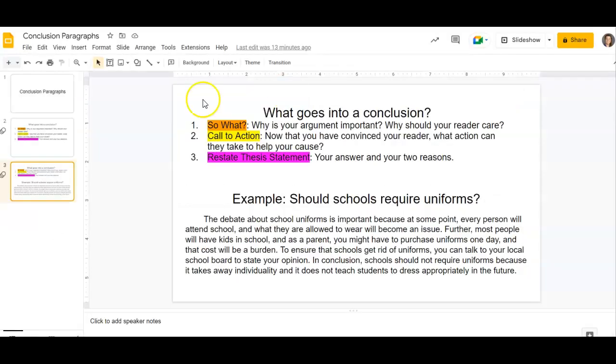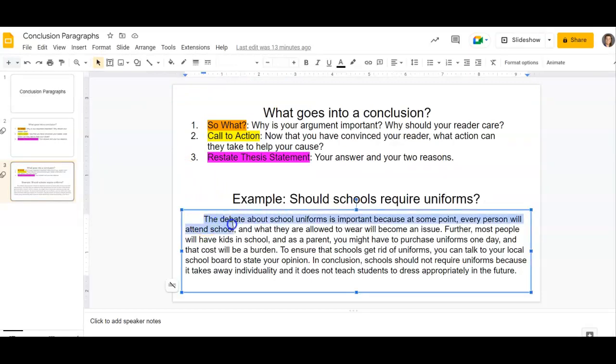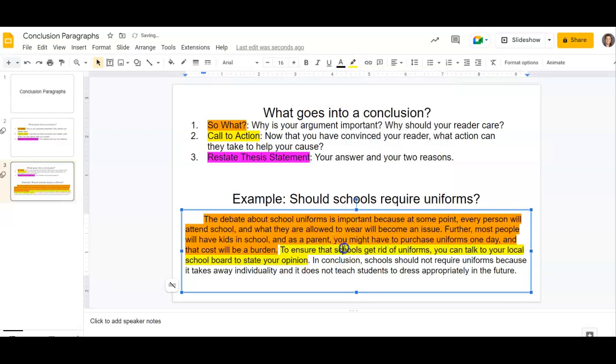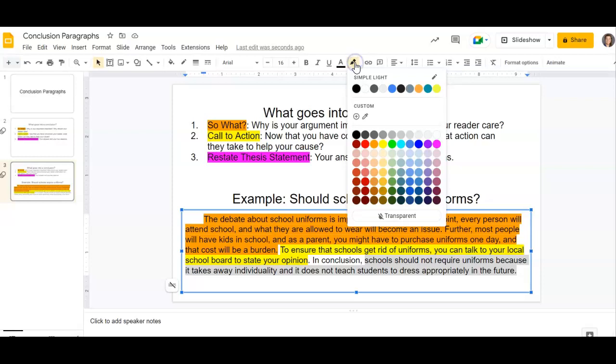Okay, so we have our so what. Why is it important? Well, here's why it's important if you're a student. Here's why it's important if you're a parent. There's our so what. Call to action. What can they do? Talk to your school board. And restate the thesis. I have my transition word in conclusion, and here is my thesis statement. Okay, my answer plus my two reasons.